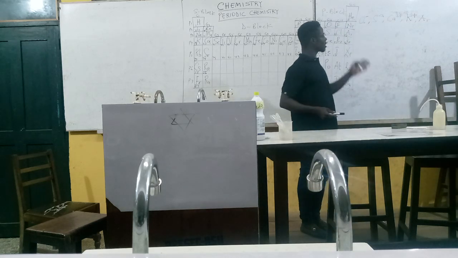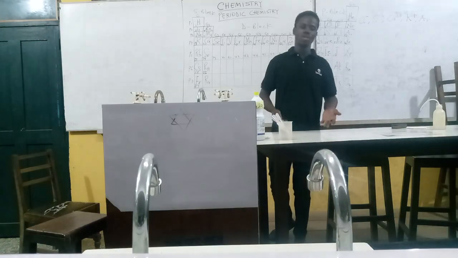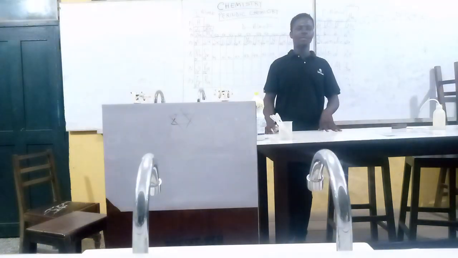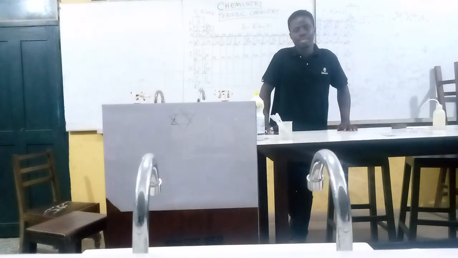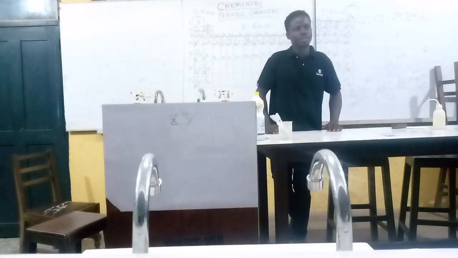Cl minus, S minus 2, calcium 2 plus, K plus, then I have Ar. Okay, so we can also ask you to arrange the following in either decreasing or increasing. So this time around, let's arrange it in decreasing ionic size. Decreasing means from the highest to the lowest.